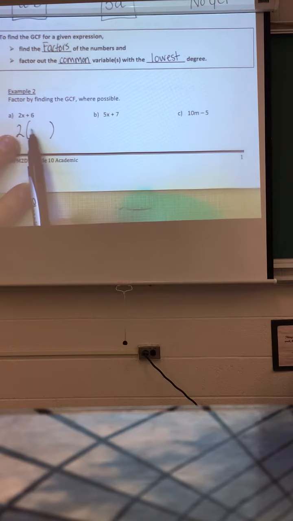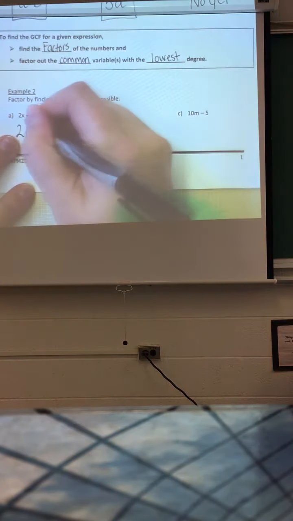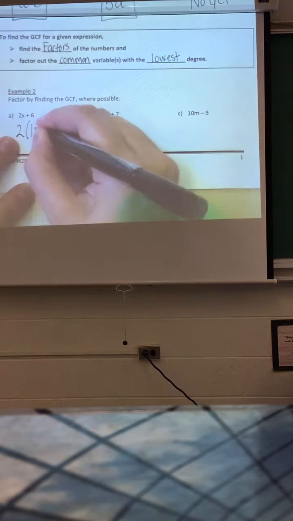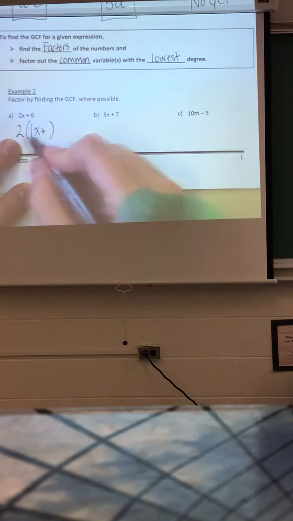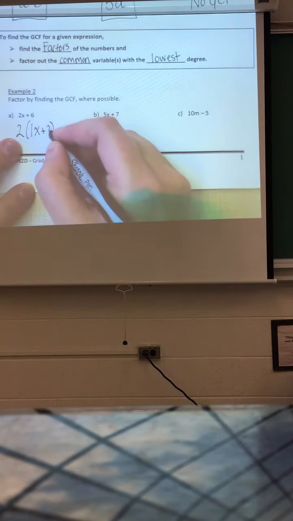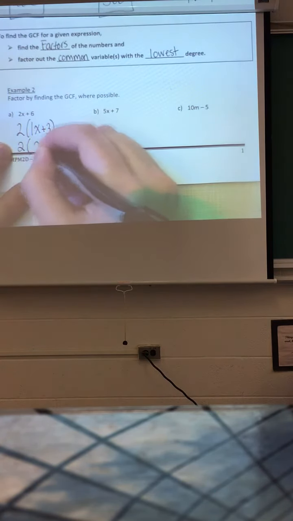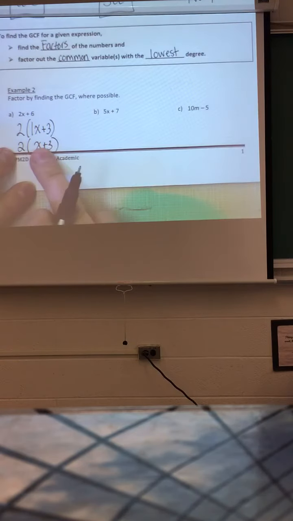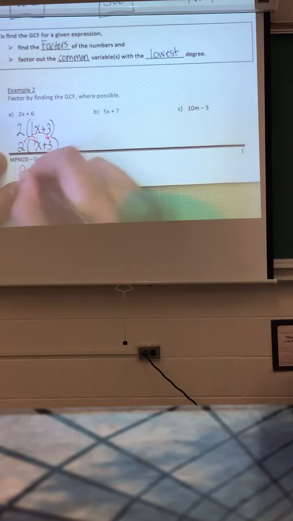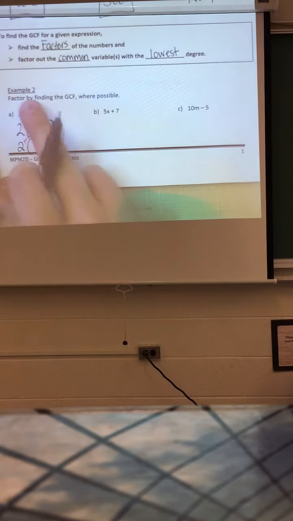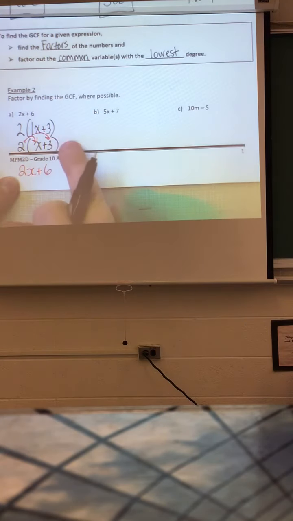So 2 times 1 is going to give me 2. I'm going to add the x in there because I want the x to show up. So 2 times x is going to give me 2x plus 2 times something is going to give me 6, 3. And you actually don't need to have the 1 there, so it's 2 times x plus 3, right? And if you were to expand that out, you can always check your work because you should always be able to get back to your original answer if you have factored correctly.